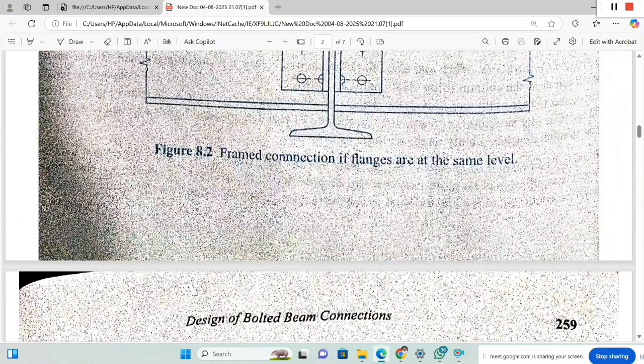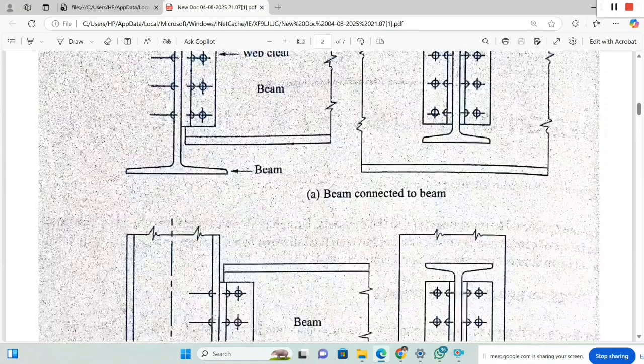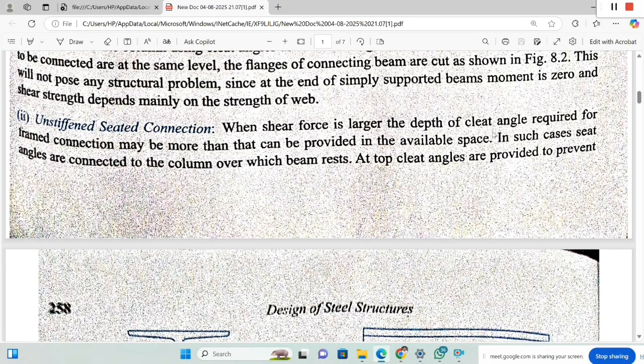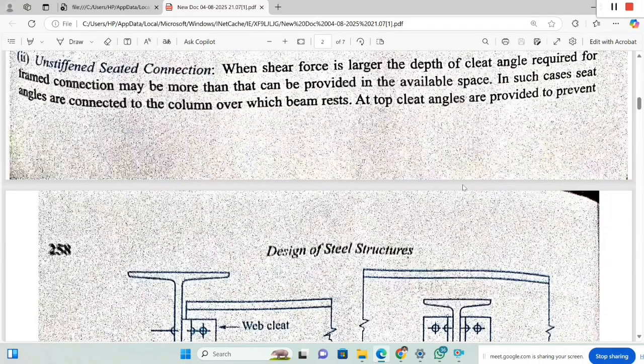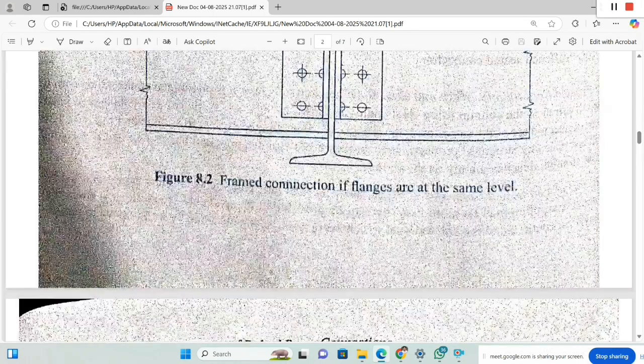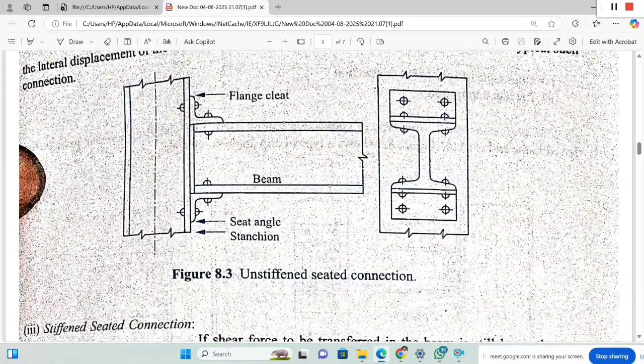This is another type of beam to column connection, the second one, the unstiffened seated connection. When the shear force is larger, the depth of the cleat angle required for the framed connection may be more than can be provided in the available space. So in this case, if the cleat angle requirement is more, then we will go for the seat angle connection, that is this one. This will resist more shear force when compared to the previous one.